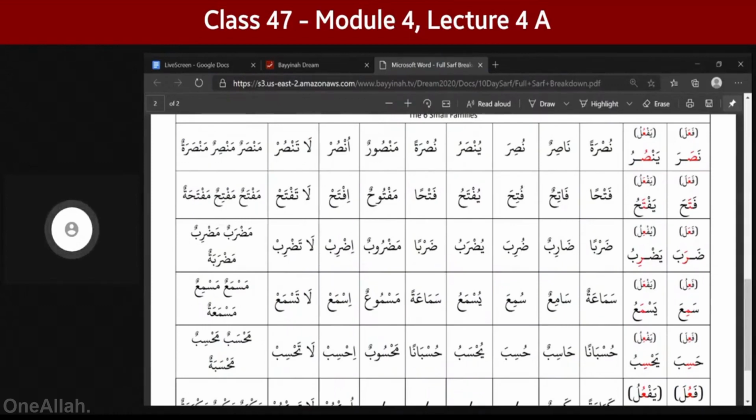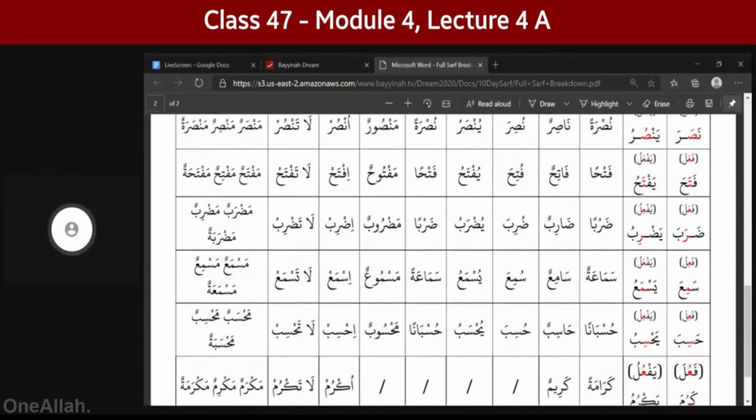On the pattern of فعل, I messed this one up as well. فعل يفعل, not يفعل. ضرب يضرب ضربا فهو ضارب ضرب يضرب ضربا فهو مضروب الأمر منه اضرب والنهي عنه لا تضرب والظرف منه مضرب ومضرب ومضربة. On the pattern of فعل يفعل, سمع يسمع سماعة. I'm actually going to change this one to سمعا.